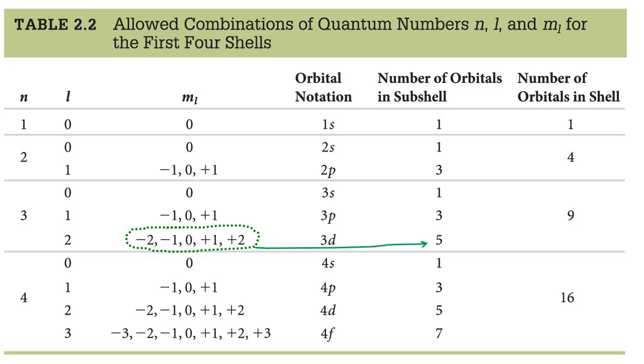Now if we look at a specific example here, the third shell can have a 3s or a 3p or a 3d subshell.